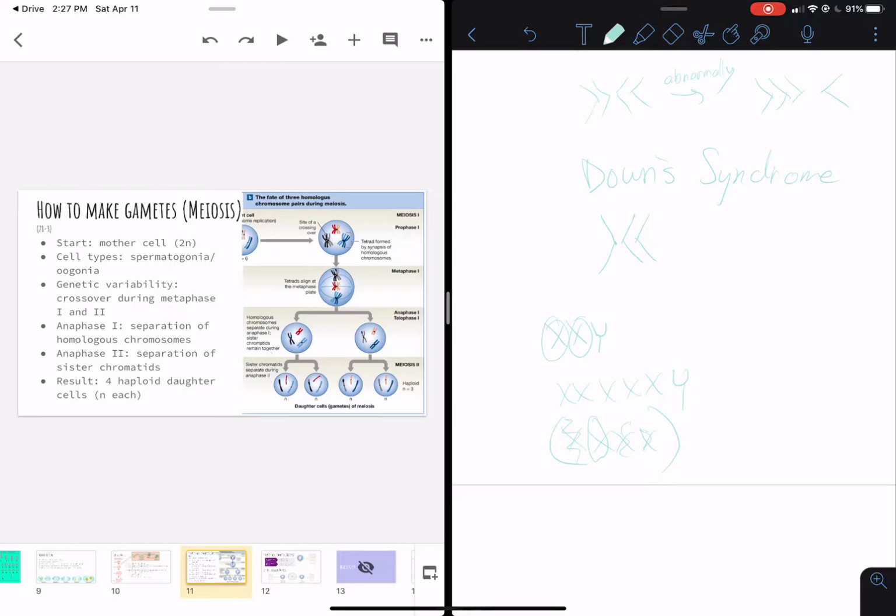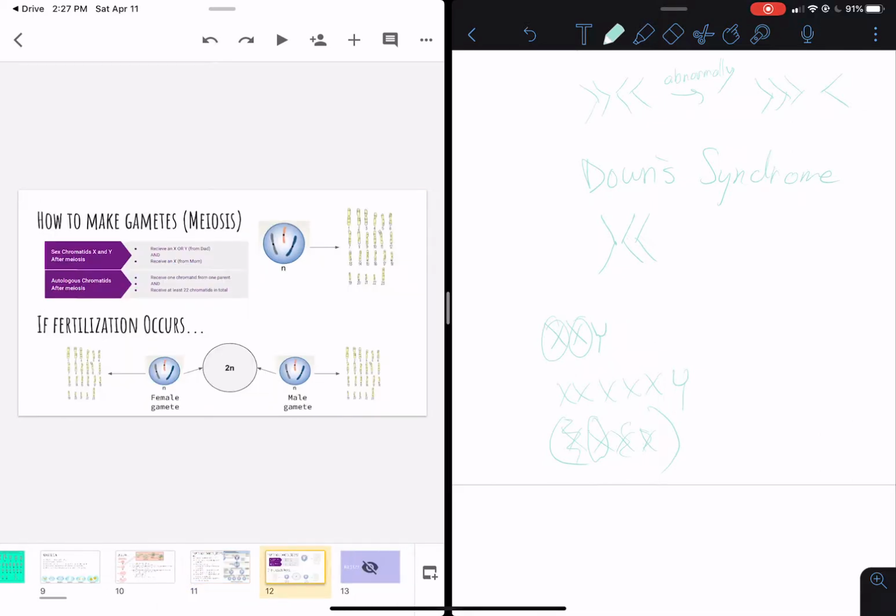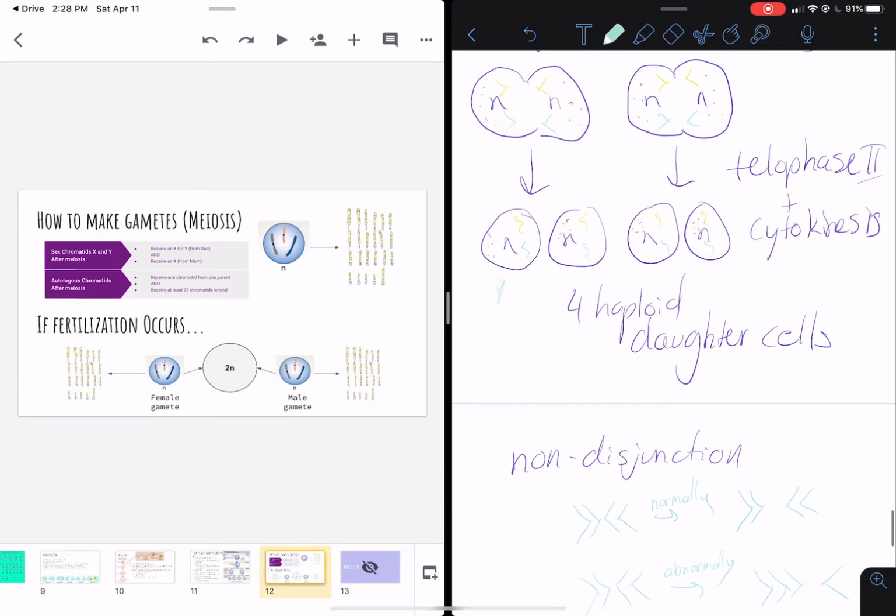Let's continue. So in gametes, sex chromosomes, X and Y, after meiosis, you will receive this N cell we're talking about right here, either an X or a Y. So this N cell might have an X, this N cell might have a Y, this N cell might have an X, this N cell might have an X. And you're going to get one from mom, one from dad. So this X could have been from mom or dad. This Y was definitely from dad because mom doesn't have any Ys. This X could have been from mom or dad. This X could have been from mom or dad.